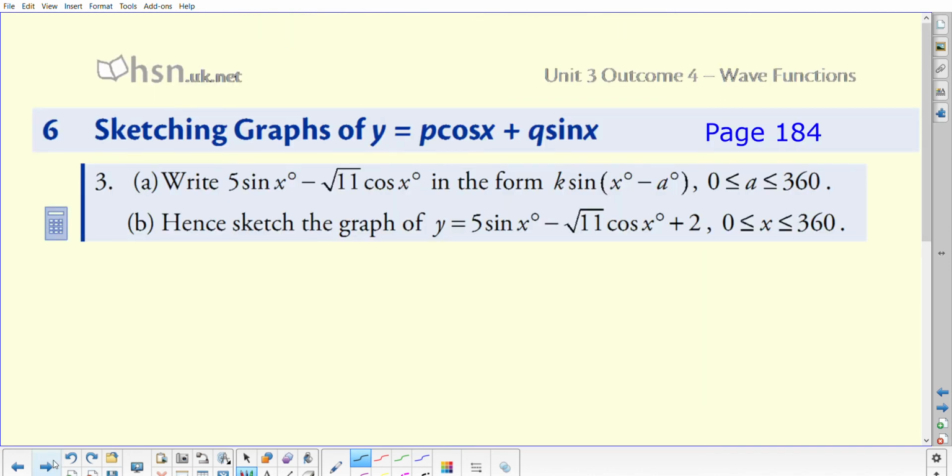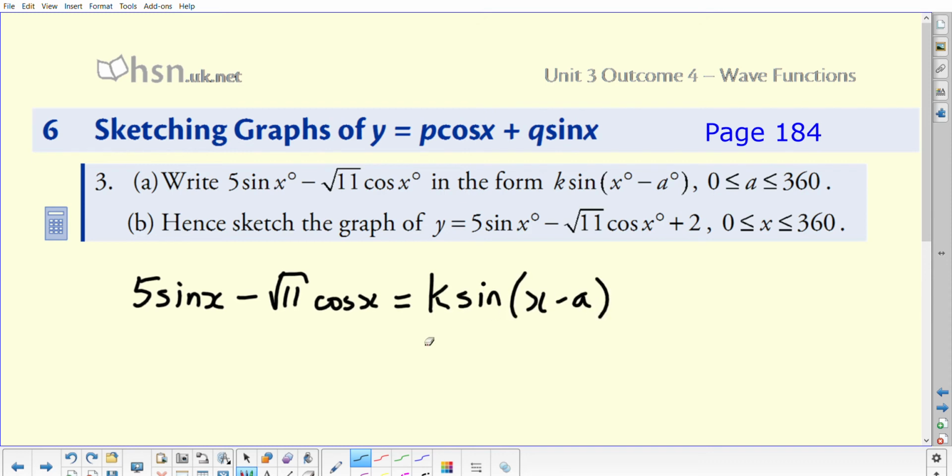Right, last one, same sort of routine as we've just had. Again, you could pause and go for the first bit, part A, you're expanding. This time you've got 5 sin x minus root 11 cos x. You're asked to use the sine expansion this time, so k sine of x minus a. Remember, with the sine formulae, when you look at the addition formulae, they match. So a minus in the bracket means a minus here, and you will have k cos x sine a.